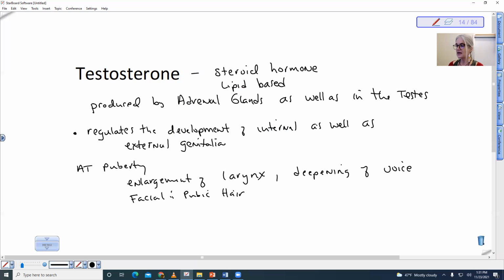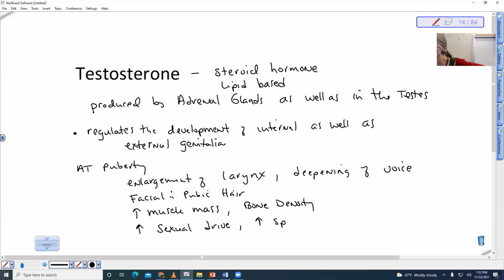We can also say that it increases muscle mass. Males tend to have more muscle and also bone density. It influences or increases sexual drive. And it also increases sperm production.